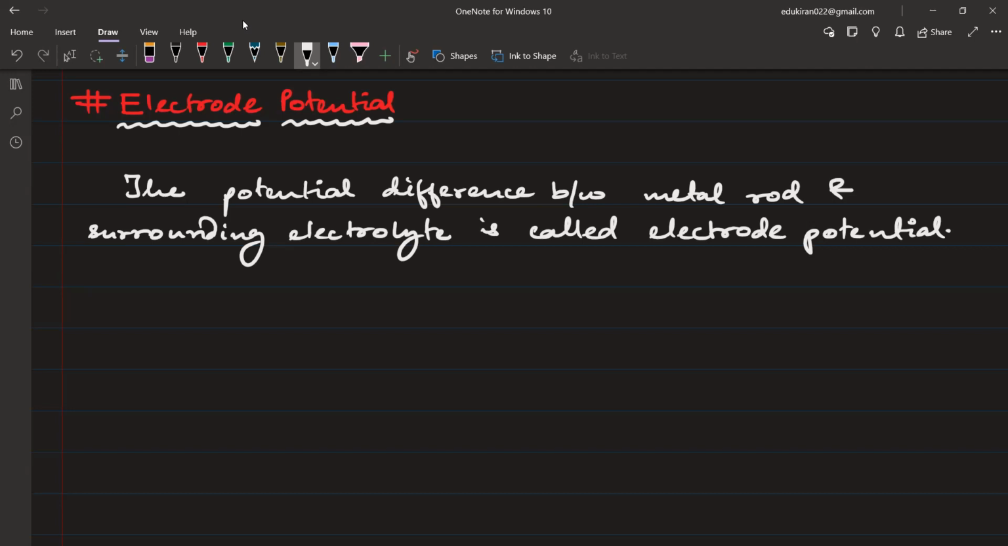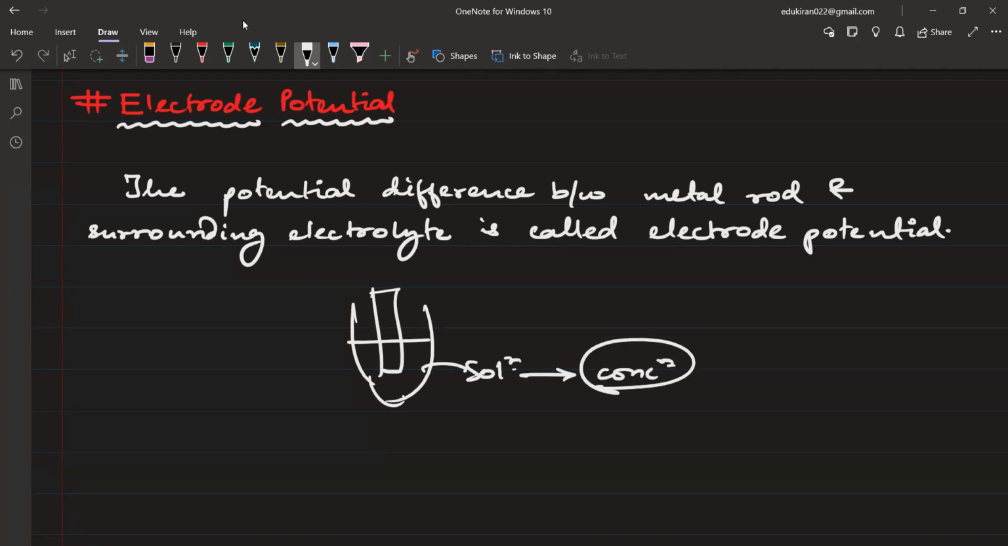Now we can have a solution like this, and we can dip a metal. This can be measured at various conditions. This solution will have some concentration. If we have a very high concentration, then this metal rod will not get converted to ions easily, because we already have a lot of ions in the solution. So it depends on the concentration, the temperature, and the pressure. These things affect the electrode potential.